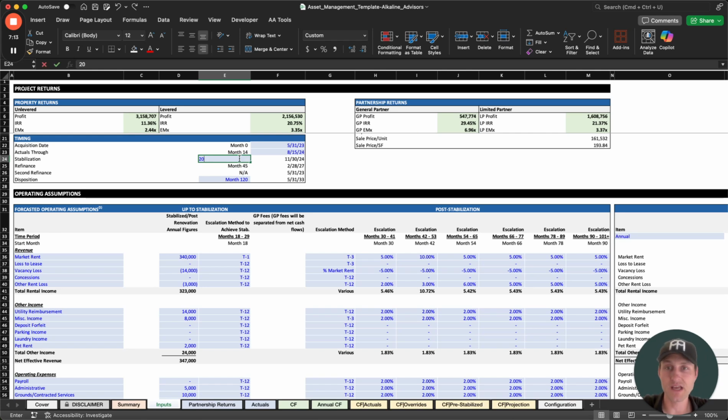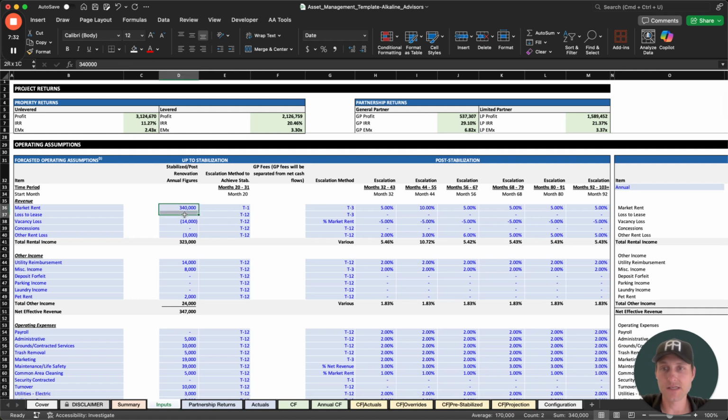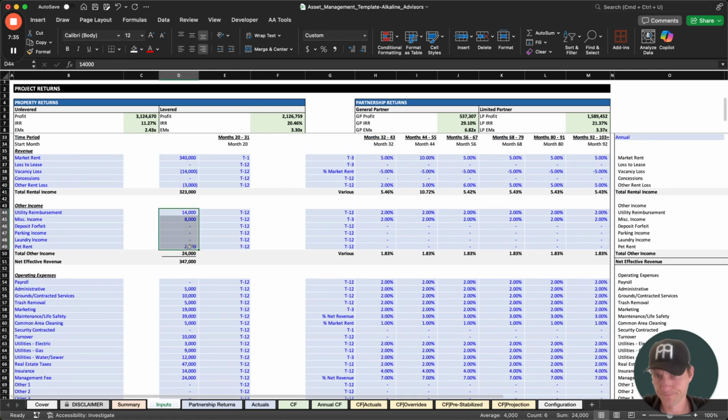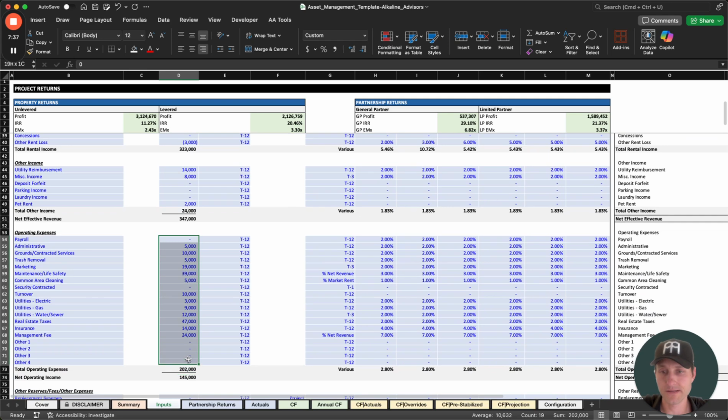If we want, we can say we anticipate stabilization occurring in month 20, or whenever we think it'll be, X many months after the acquisition date. And it'll show you not just the month, as in month 20, but the actual date as well. And then we have the figures we anticipate achieving at stabilization. And this is all on an annual basis.